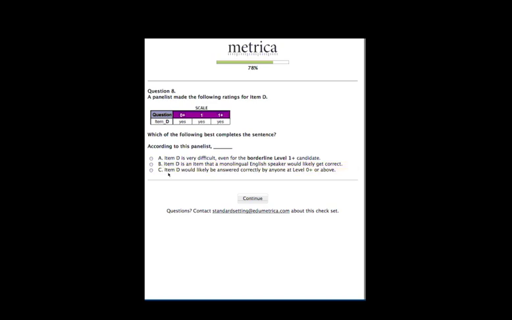What about C? Is the panelist saying that item D would likely be answered correctly by anyone at level 0 plus or above in the target language? Yes, that's what this panelist is saying. That item D is easy. That item D would be answered by the borderline 0 plus candidate, and therefore, logically, also by the borderline level 1 and the borderline level 1 plus candidate.